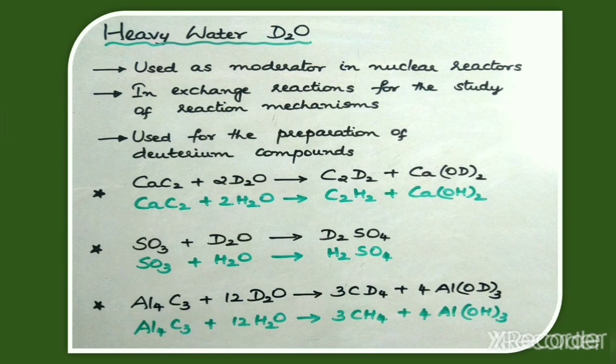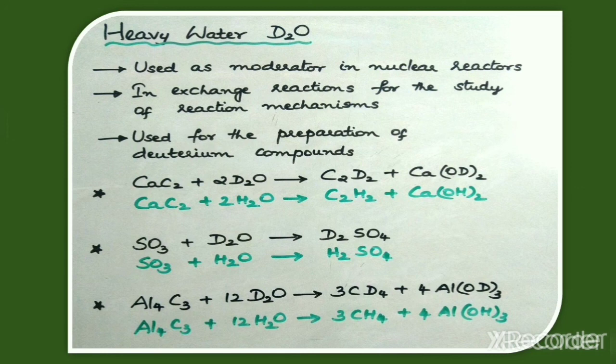Next we shall learn about heavy water, D2O. D represents deuterium, so it is deuterated water. What are its uses? Heavy water is used as moderator in nuclear reactors. It is also used in exchange reactions for the study of reaction mechanisms. It is also used for the preparation of deuterium compounds.